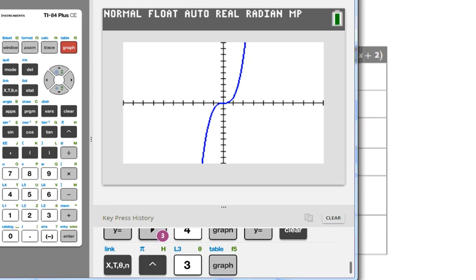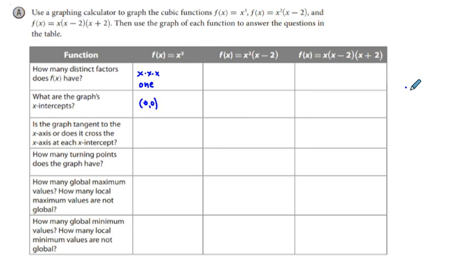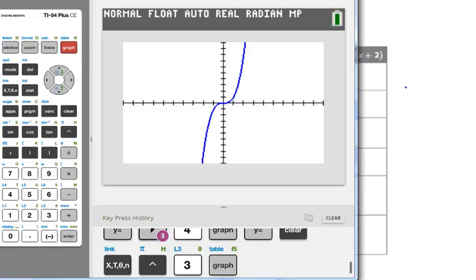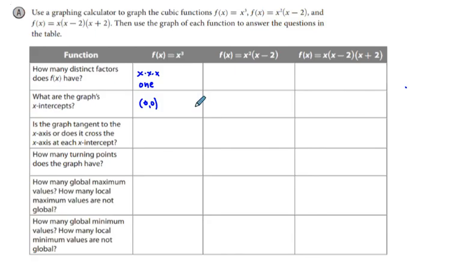But let's go here. Let's graph tangent. Yes, tangent. Tangent and crosses. Crosses where x equals 0.